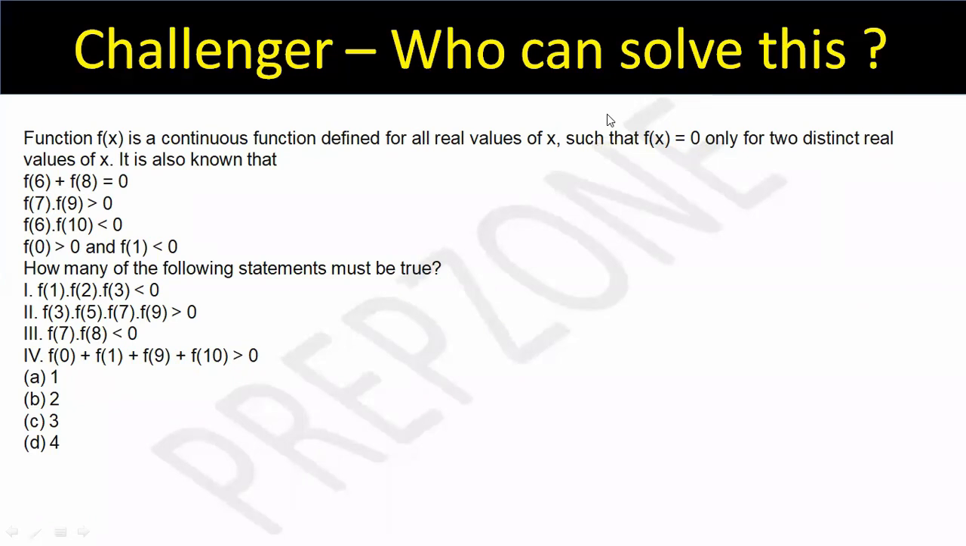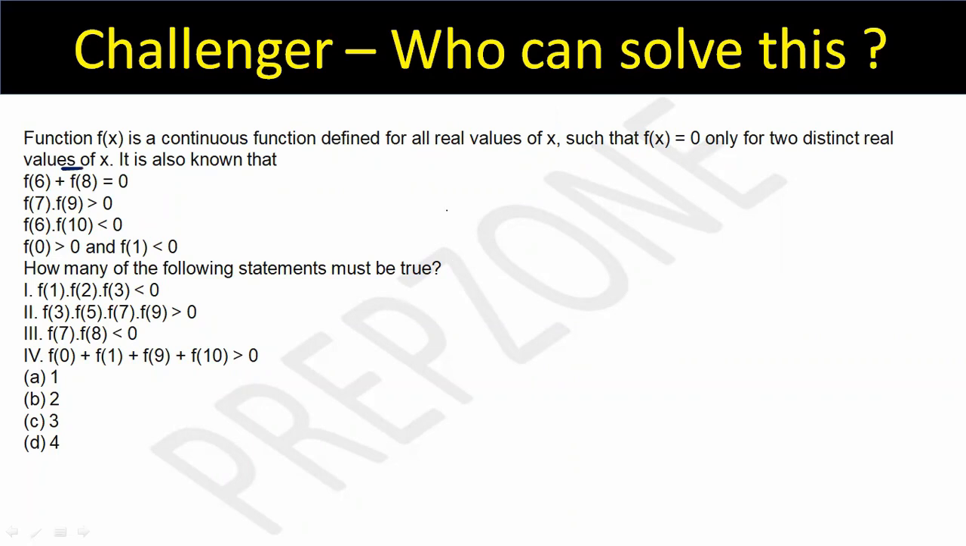Let's see. And stay with me. ये question अगर समझ में आया, you'll be able to visualize graph in a much better format. ठीक है? So just stay with me. Don't miss anything that I mentioned. So f(x) is a continuous function defined, ठीक है, such that f(x) equals 0 only for two distinct real values of x, and some information is given to me, and then पूछा है कि यार इन चारों में से कौन सा सही होगा. ठीक है.